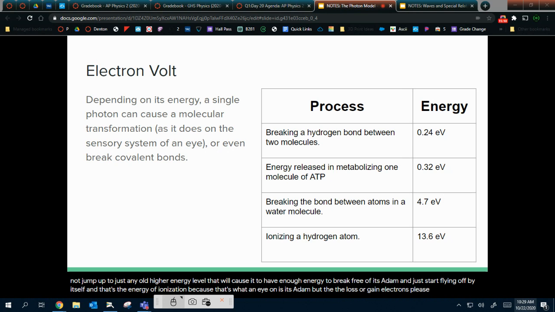Where does it go, the electron? Well, it'll fly away from that atom. It'll probably get caught up on some other atom in a second.